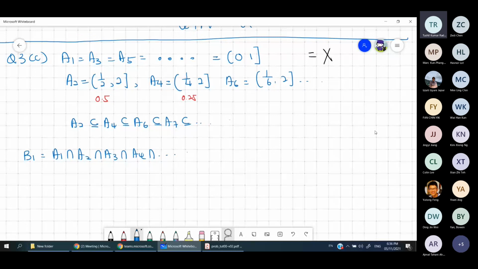Because all the odd terms will be X, this can be put as X intersect A2, A6, A4. B is the union: A2, A4, A6, and so on. And again, this is increasing. So when you take the intersection, we just need these two only, because this belongs to here. So C1 will be this one intersect with this. Look at these two: there is no overlapping, no intersection. So this must be equal to the empty set.